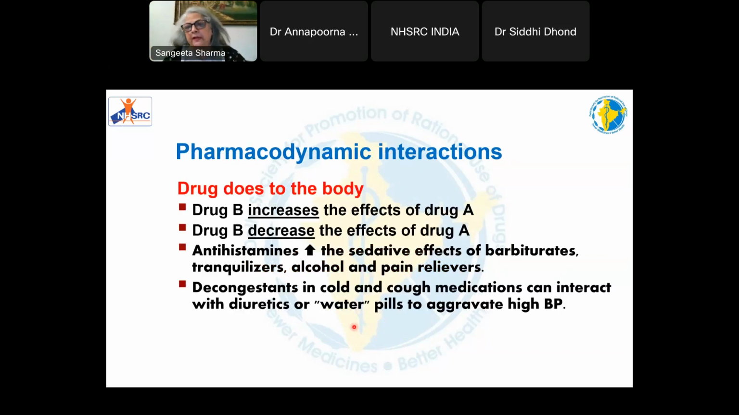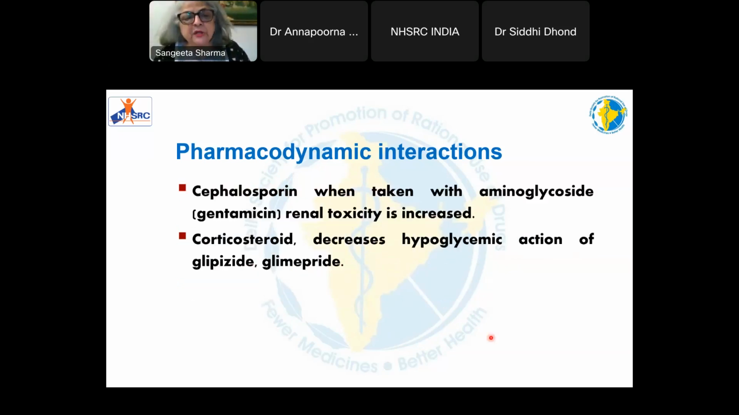Dynamic is, as I told you, what the drug does to the body. The drug B can either increase the effect of drug A, or it can decrease the effect of drug A. So either increase or decrease may happen. Antihistaminics may increase the sedative effect of barbiturates, tranquilizers, alcohol, pain relievers, I told you. Decongestants in cold and cough medication can interact with diuretics or water pills to aggravate the high blood pressure.